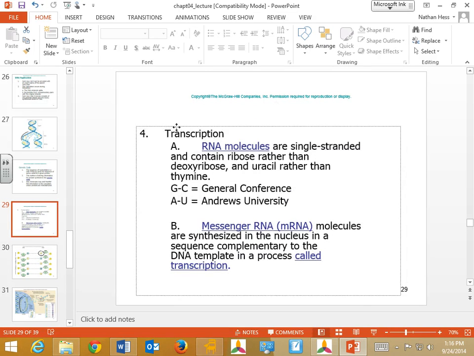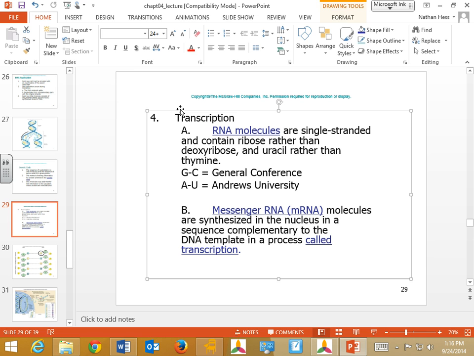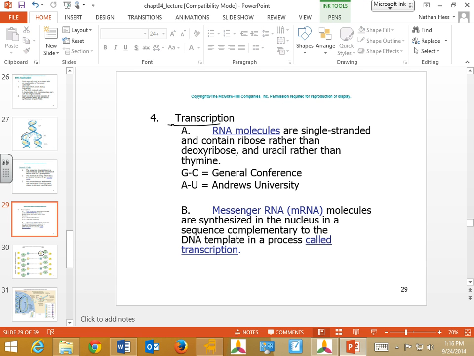Transcription, right here. That's transcription. What does it mean to transcribe something? Transfer it, okay? To write it. A transcriptionist is someone who is like writing on a court case, right? Writing down all the things that are being said. So to transcribe means to write, which is basically what they're doing. We're copying it.